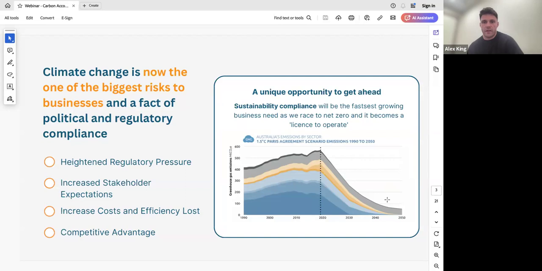And now with this acceptance across governments and nations across the world, it's becoming more and more of a license to operate rather than just a nice to have to be a sustainable business. There's more regulatory pressure, there's increased stakeholder expectations. This is a risk for companies now. Increased costs and efficiency lost. And at the moment, though, there is still a competitive advantage for moving fast in this space and adopting it.